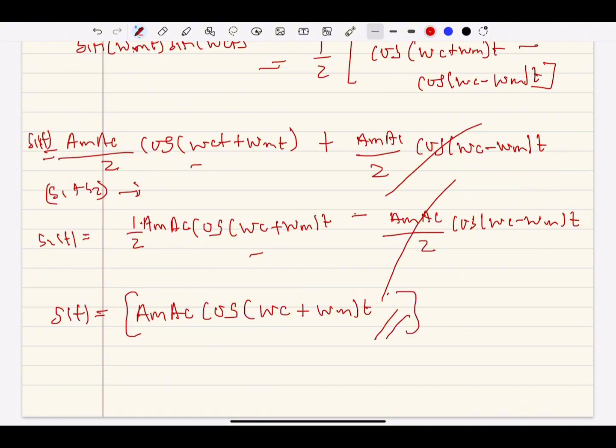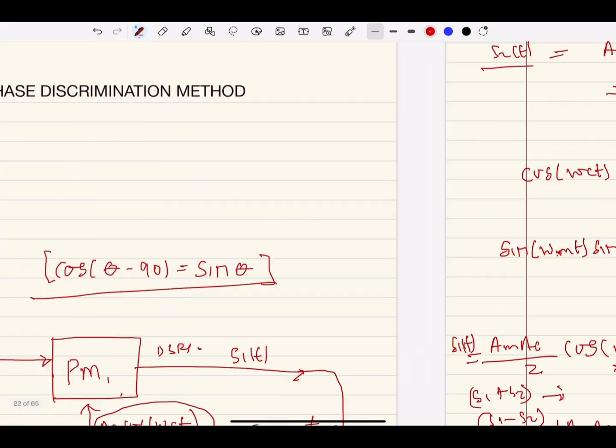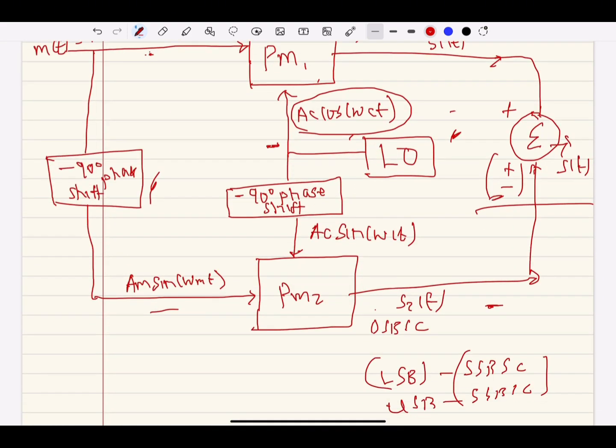If you want to get the lower sideband, the only thing that we need to do is to subtract S1 minus S2. In that case, the one involving cos plus here will be cancelling out because one will be negative and the other positive. So when you add it up, you are going to get S of t equal to Am AC cos (omega c minus omega m) t. This is when you subtract S1 minus S2.